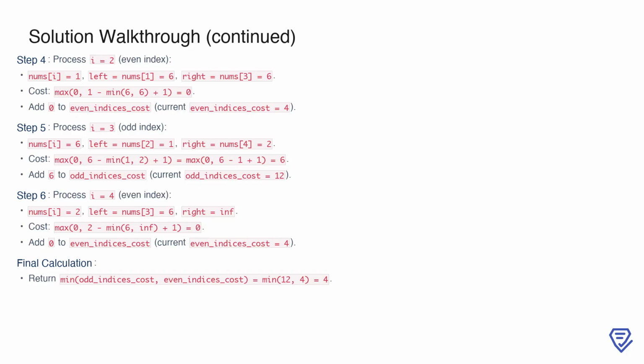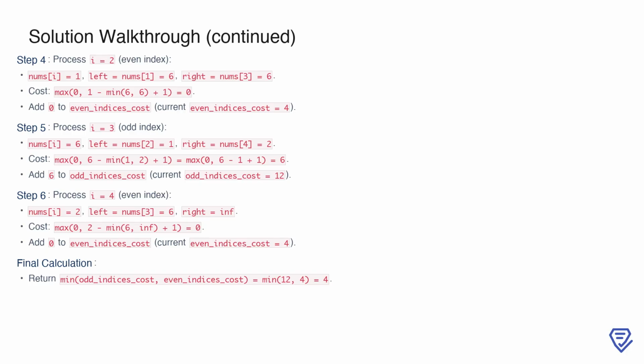Next, for index 3, which is an odd index, nums[3] is 6. The left neighbor is nums[2] equals 1, and the right neighbor is nums[4] equals 2. To make nums[3] smaller than both neighbors, the cost is max(0, 6 - min(1, 2) + 1). Substituting the values, this becomes max(0, 6 - 1 + 1), which equals 6. Adding this to odd_indices_cost updates it to 12.